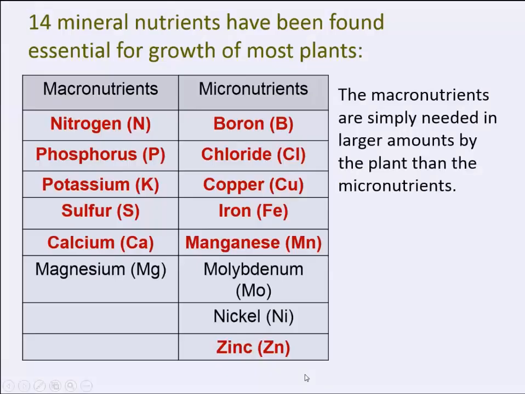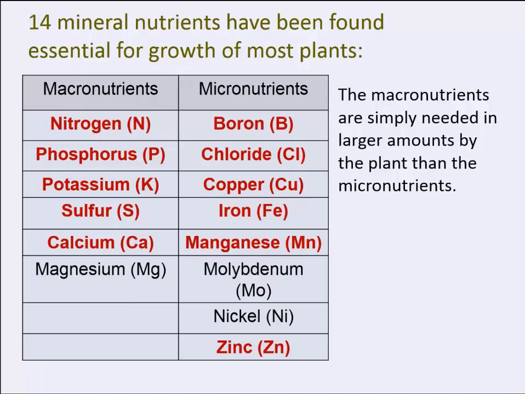So on to soil nutrients. There's 14 mineral nutrients that have been found essential for growth of most plants. And by mineral nutrients, I mean those that come from the soil. Plants need 3 other nutrients that aren't considered to be mineral nutrients: carbon, hydrogen, and oxygen, that plants get either from the air or from water. But those are things we don't have as much control over. We do have more control over these nutrients because we can add fertilizer, for example.